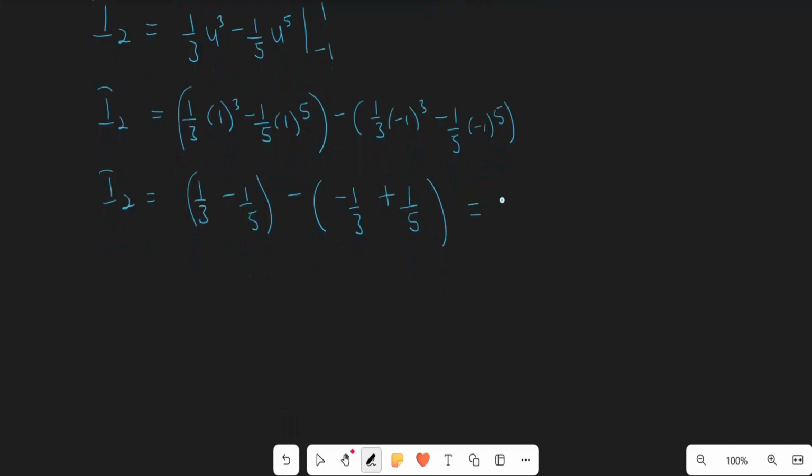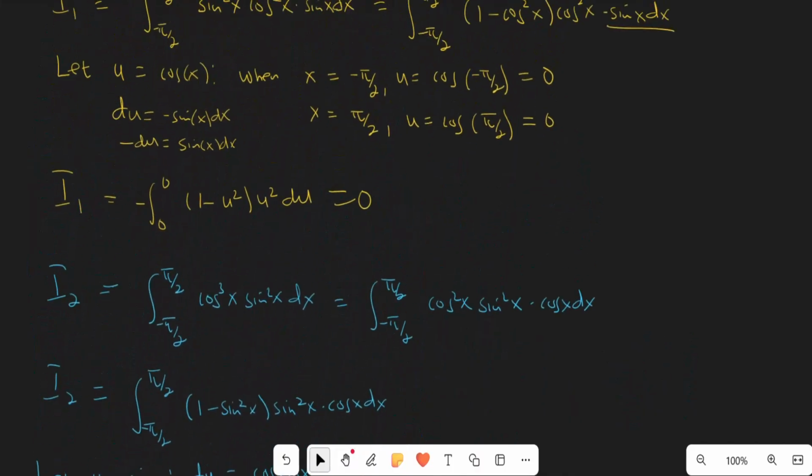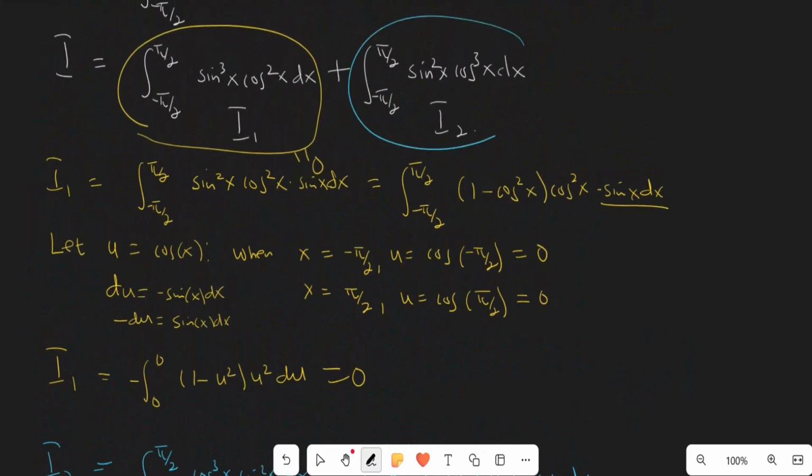So we are opening that, that is going to give you 1 over 3 plus 1 over 3, 2 over 3, and then minus 1 over 5 minus 1 over 5, that is 2 over 5. LCM is 15, and then that's going to be 2 times 5, that is 10, minus 3 times 2, that is 6, and that is 4 over 15. So that is the value of the second integral. So this integral evaluates to 4 over 15.